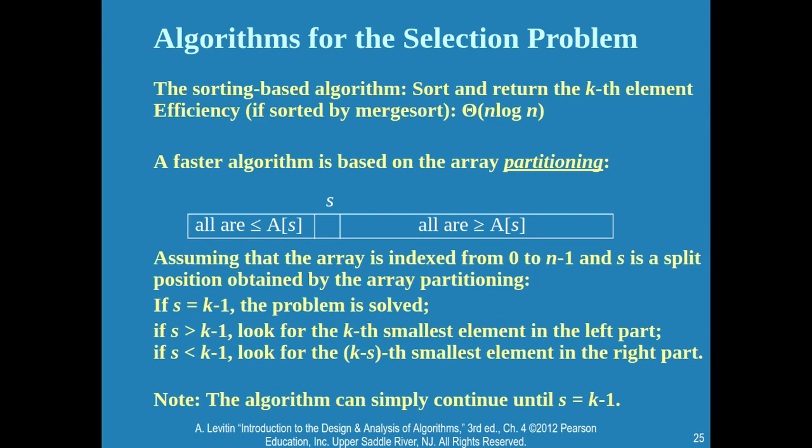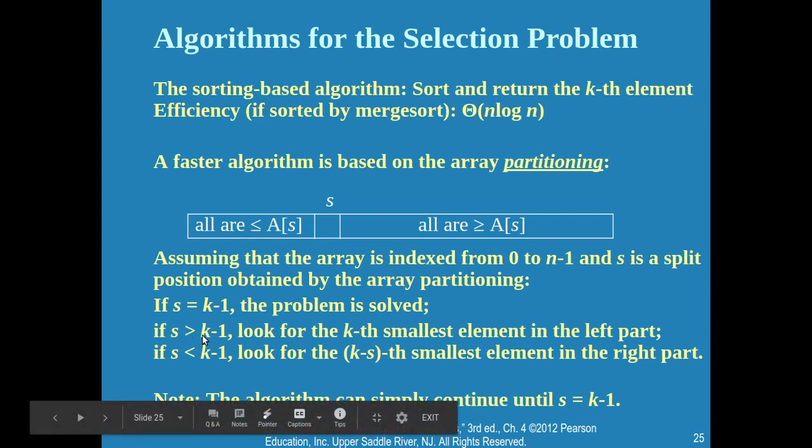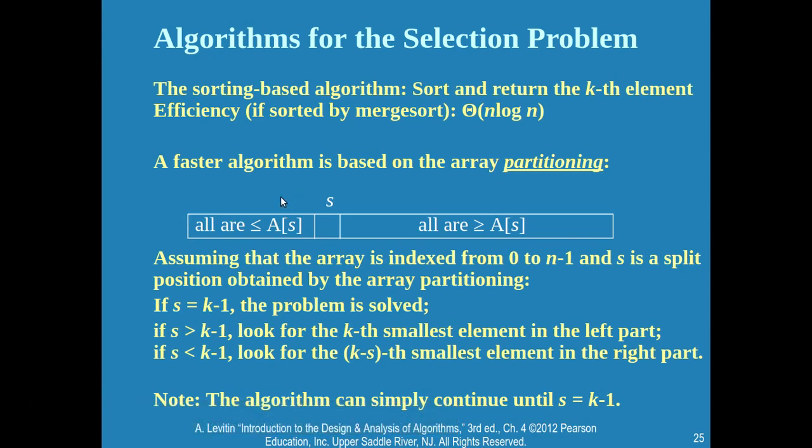If not, if s is greater than k, then you know you're going to need to look for it here, right? All these are less than it. So if s is greater, then you need to look here. And if s is less, then you need to look in the partition to the right. So this partitioning becomes really important.